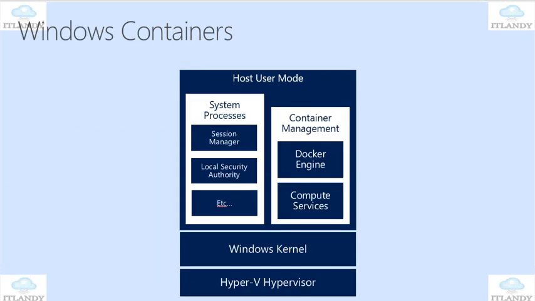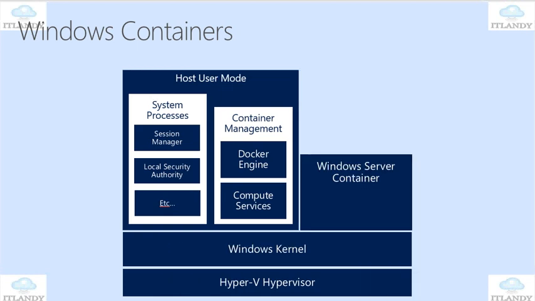So for Windows container, we have the host user mode. It sits on the Windows kernel, which sits on the hypervisor. What happens here, we have system process, we have container management. Container management, we have the Docker engine and compute service, whereas the system process means the local security, etc, session management. And then we introduce the Windows container and how that will look like for us, something like the system process. And then we do application process.